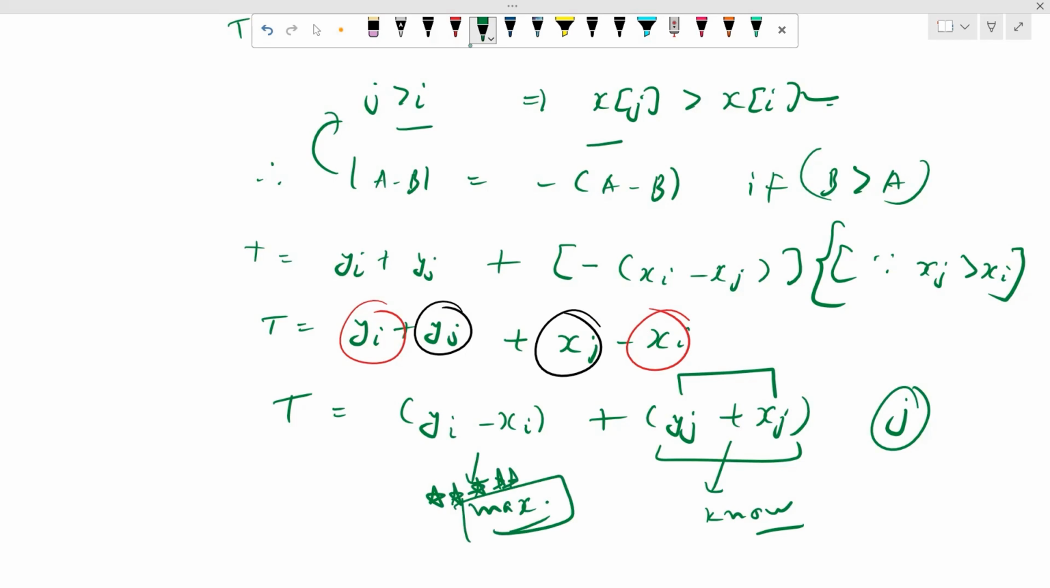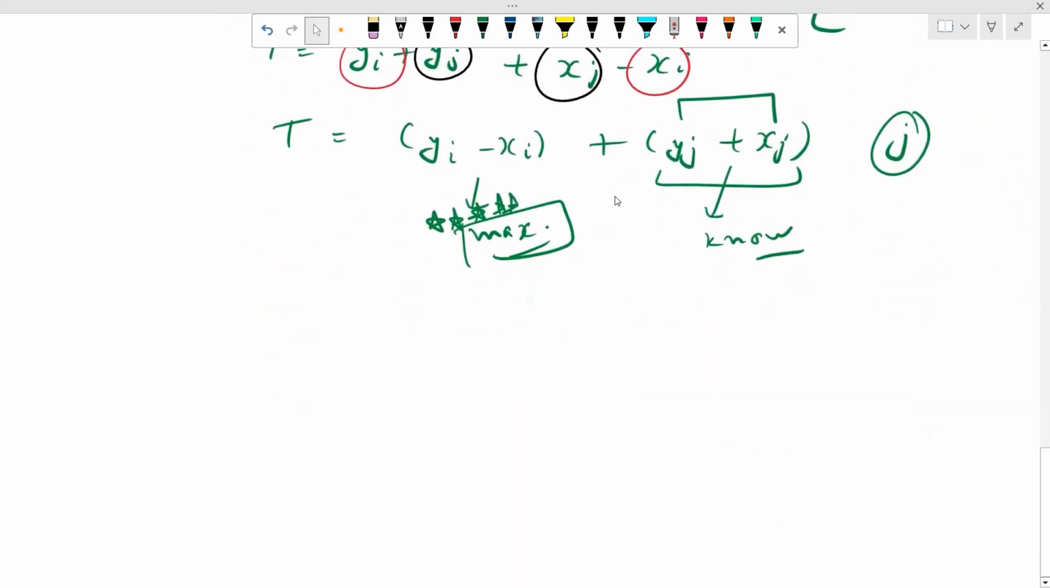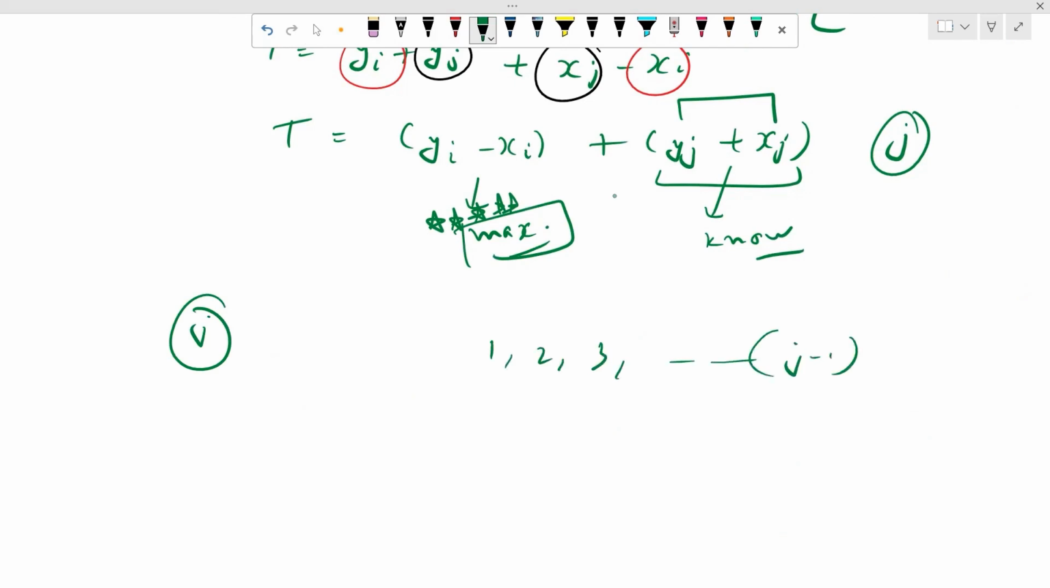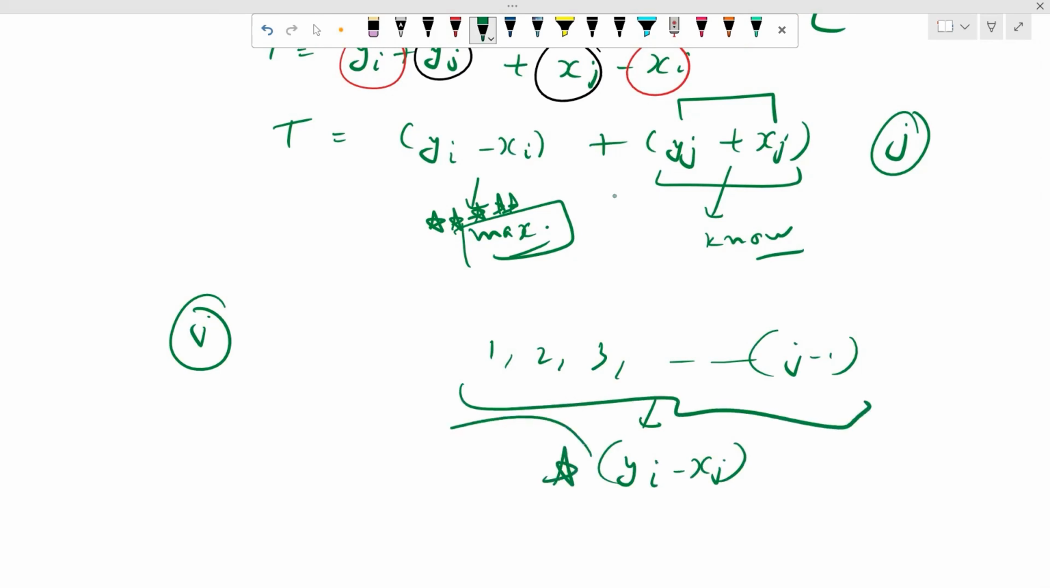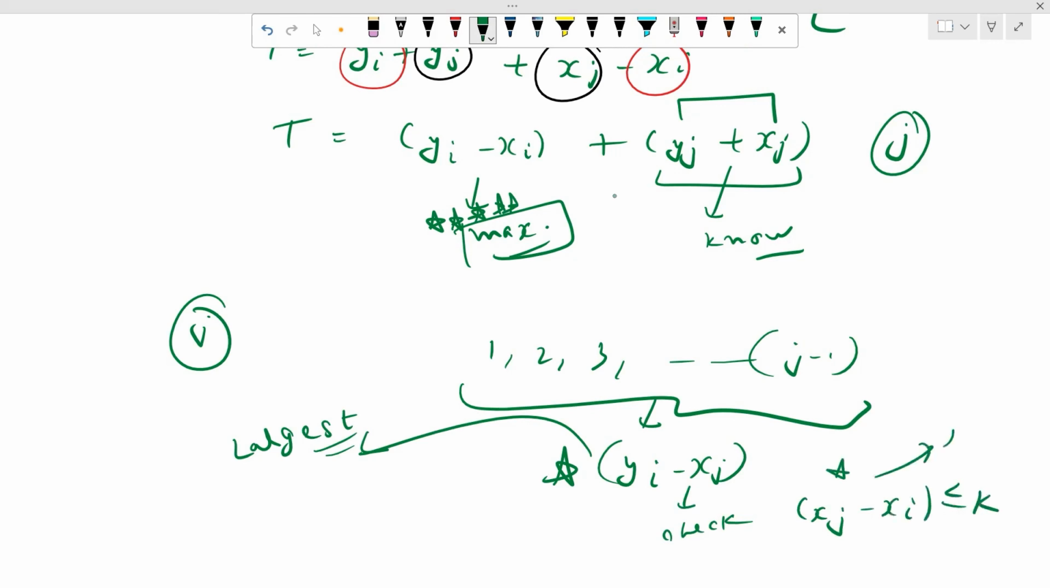So now it's simple. Let's say we are at j, then, what do I mean? Let me just add this. Let's say we are at the jth position, right? So from 1, 2, 3 till j minus 1, we just need to know the largest value of yi minus xi. From all of these values, we just need to know the largest value of yi minus xi. And alongside this, we also need to check if xj minus xi is less than or equal to k. Yes, this is the constraint we need to check, right?